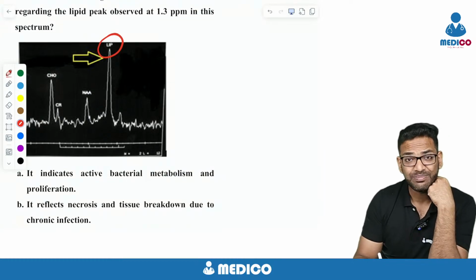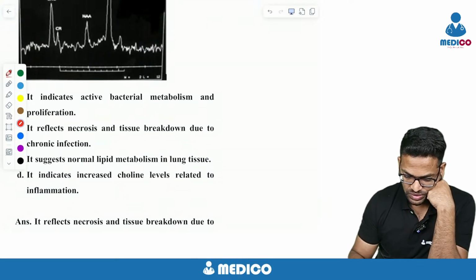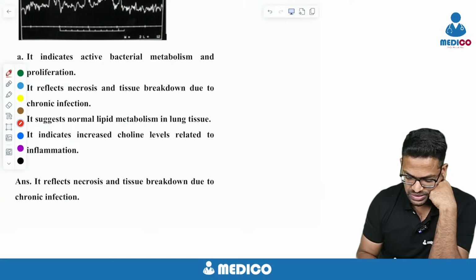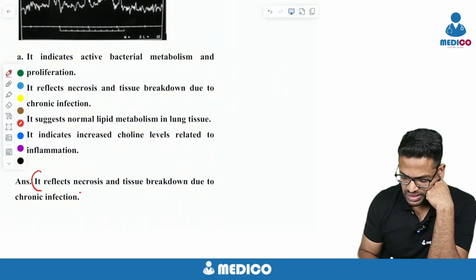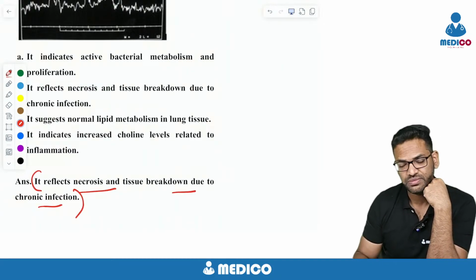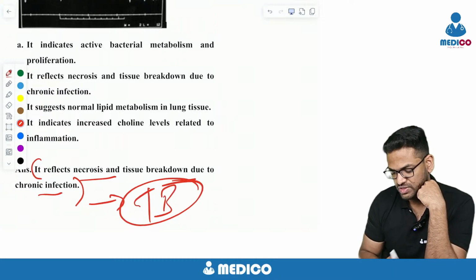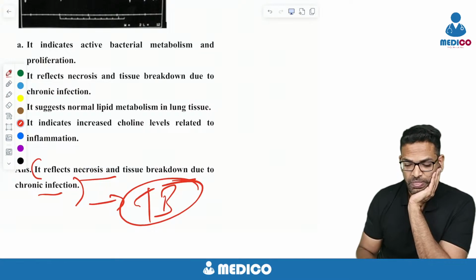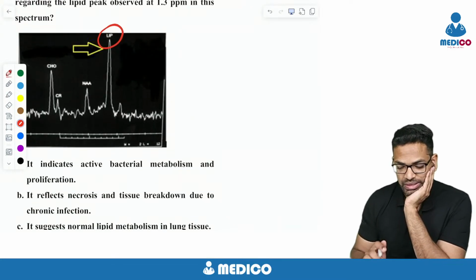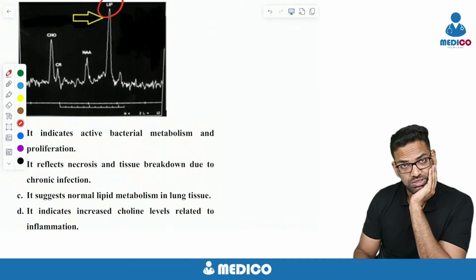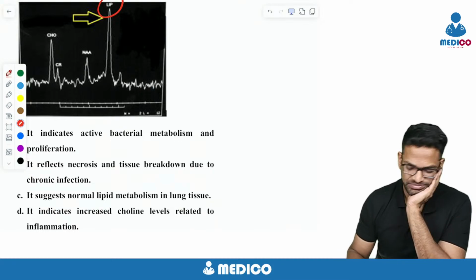Now you have something called lipid, right? So the correct answer is it reflects necrosis and tissue breakdown due to chronic infection. So this is actually, in simple terms, TB, right? So we'll see why TB can cause a lipid peak. Okay.